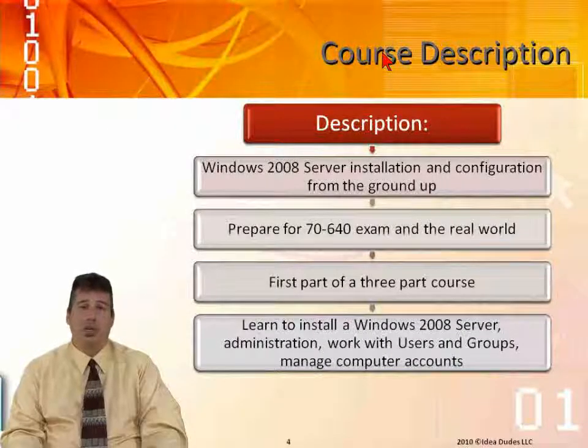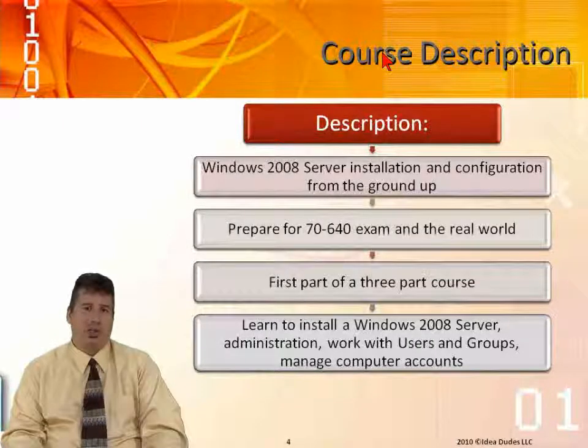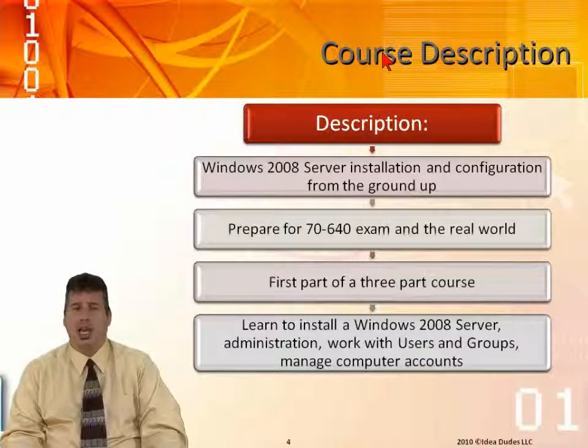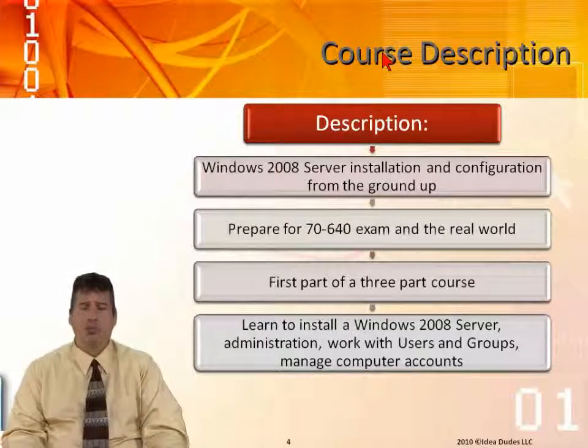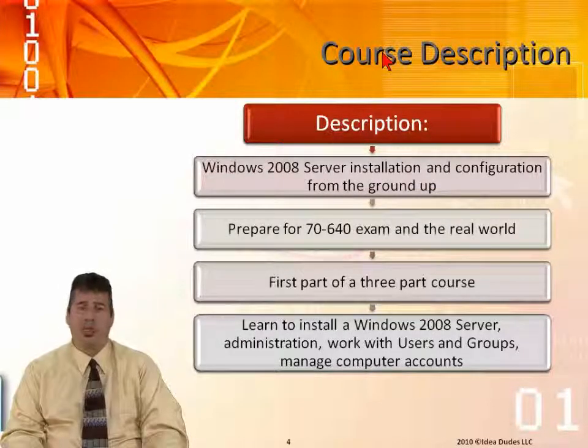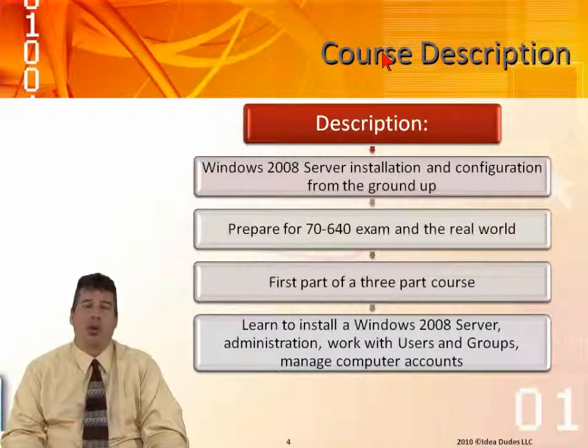You'll learn to install Windows 2008 Server. We'll also look at the administration, working with users and groups, and managing computer accounts. So you'll be able to learn the different types of groups, such as a domain local group, or a global group, or a universal group. You'll be able to differentiate between all the groups and the difference between a security group and a distribution group. And also how important a computer account is, and why we need a computer account, and why we should move it from the default computers container and put it into an organizational unit, so we can apply a group policy.